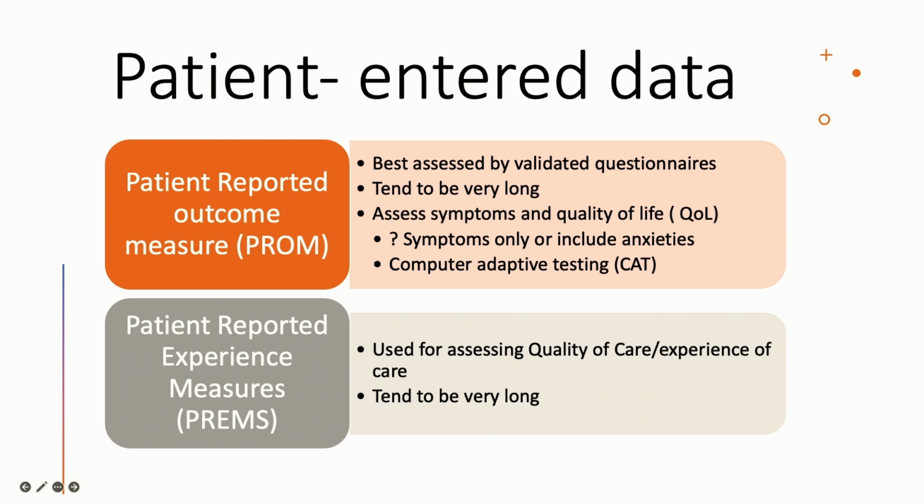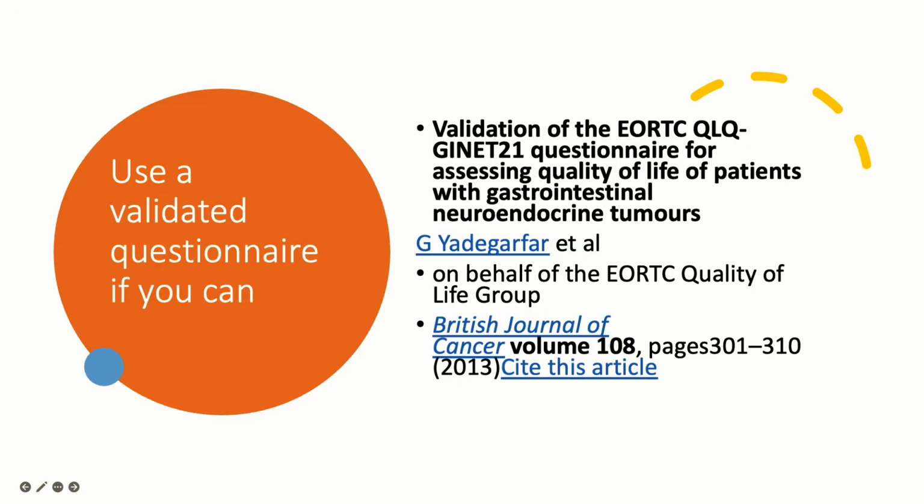So, there's lots of adaptations to the questionnaire as you go through it, and I think that's going to be really important. There's a thing called PREMs, which is assessing your experience of care. And there is one that we developed with ENETS that is being used for centres of excellence at the moment. Again, they tend to be very long, and I can understand why it's really boring for people to fill them in. So this is just the GI.NET-21, which our group developed years ago, but as I say, it was a labour of love, really.